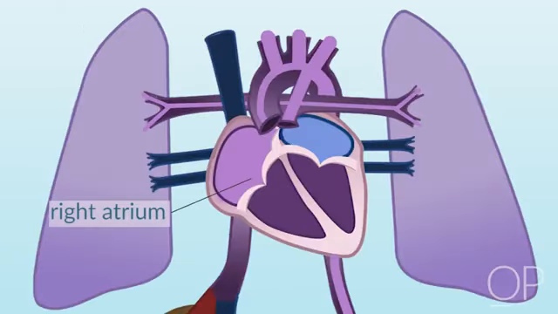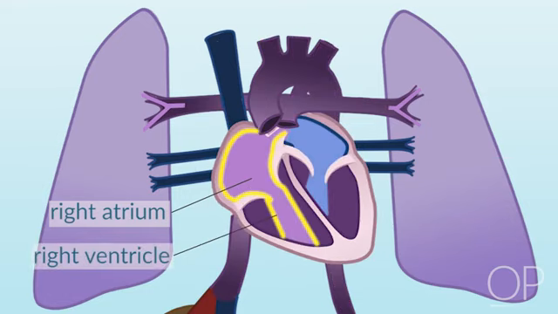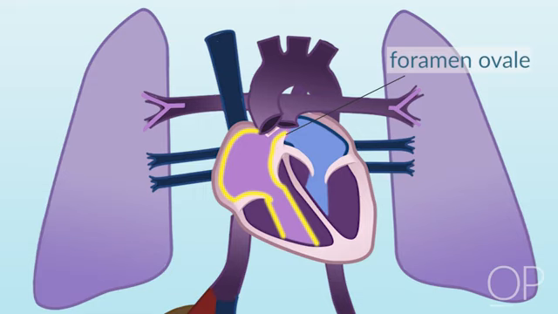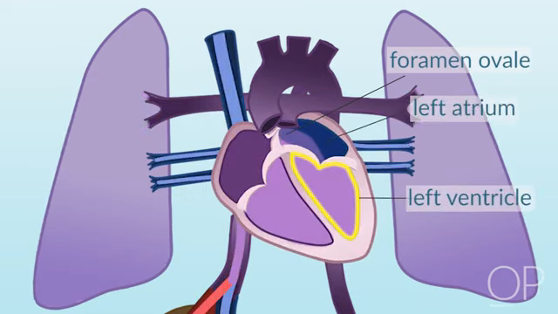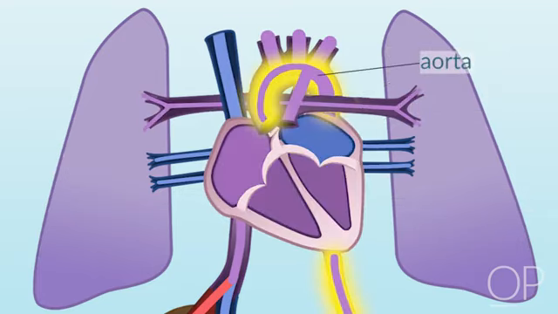Once in the right atrium, some of the blood flows to the right ventricle and some of the blood flows through the foramen ovale to the left atrium and into the left ventricle, where it is then pumped out into the aorta to the body.